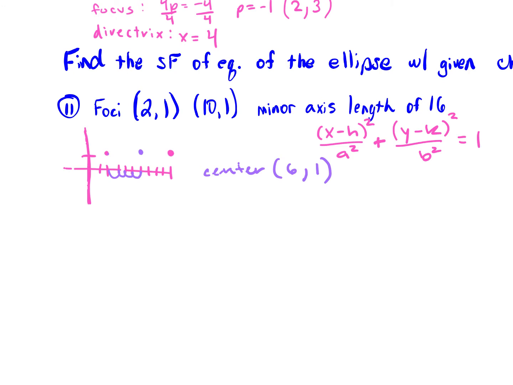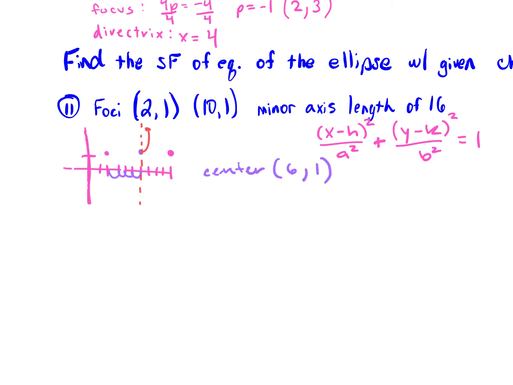Let's go back to the information that was given. It tells us our minor axis has a length of 16. Minor axis is the one that does not have the foci. So this length here is 16. It's 16, the whole thing, so that would mean I'm going 8 spaces up and 8 spaces down.